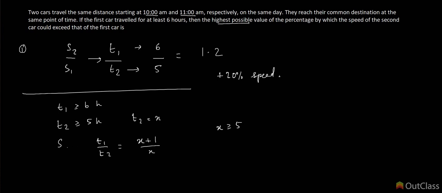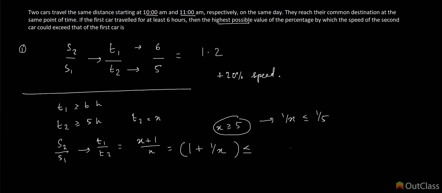And that was the time ratio T1 by T2, and speed ratio S2 by S1, inverse ratio, is also that, which we can rewrite as 1 plus 1 by X. Now if X is greater than or equal to 5, then 1 by X is less than or equal to 1 by 5. And you can say that this expression 1 plus 1 by X is less than or equal to 1 and 1 by 5. Now you got the fact that it is a highest possible value, and the percentage by which it exceeds 1 is less than or equal to 1.20. So it is less than or equal to plus 20% speed.